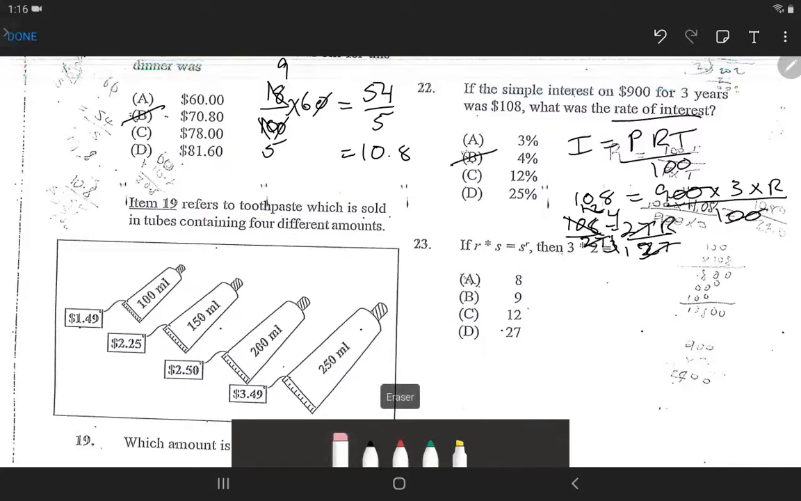Right, so just allow me to erase this piece here. Okay, so they're asking to say if R star S is equal to S to the R, then 3 star 2 is 2 to the 3 because 3 is plain.